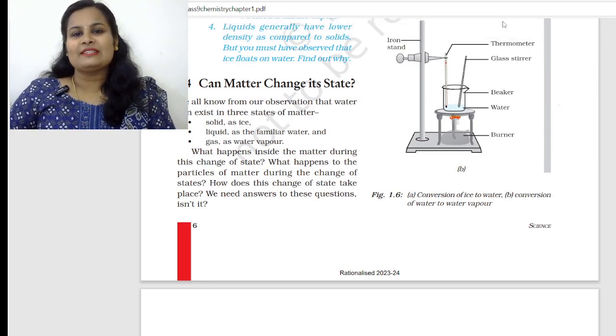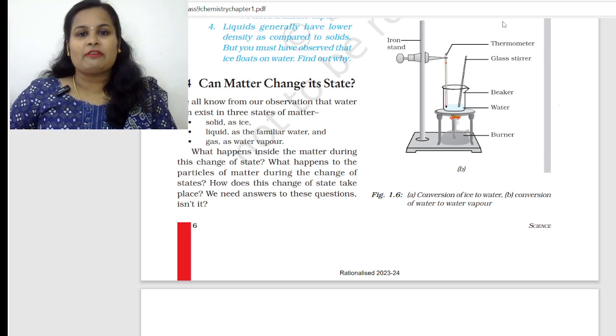So this will be the third session on the chapter Matter in Our Surroundings. This is a chapter from the class 9 CBSE textbook. So let's have a quick recall of whatever we have learned in the previous session.